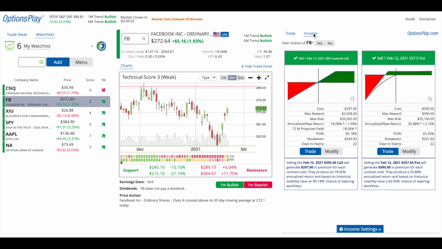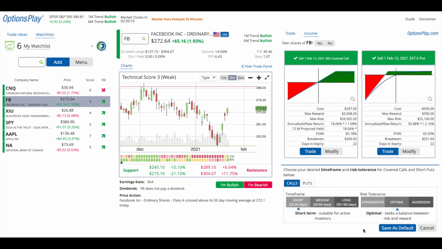Now, before I walk you through the income tool, I want you to know that there is an income settings button here at the bottom. It's important for investors who are starting out to first set their settings before looking at any strategies. You can set your settings separately for covered calls or cash secured puts.